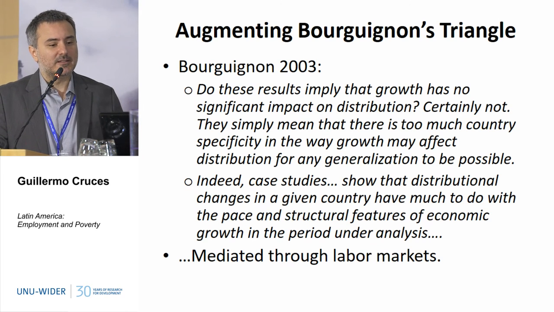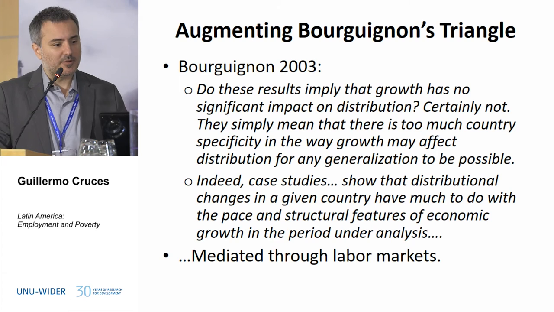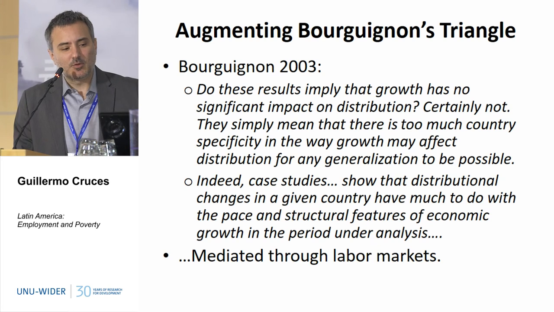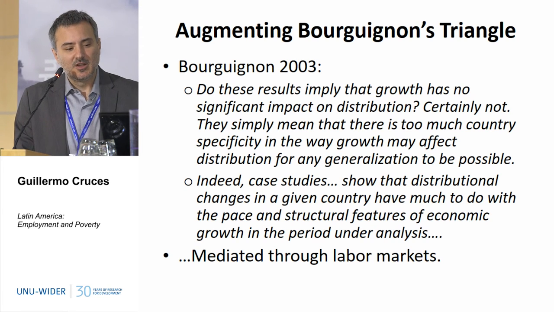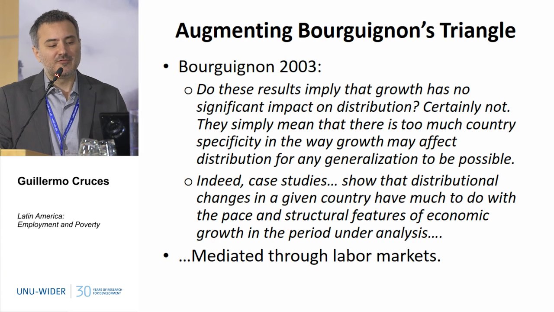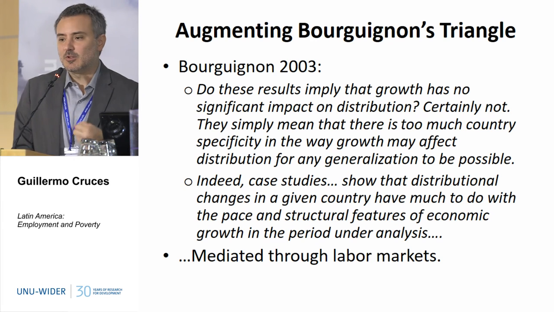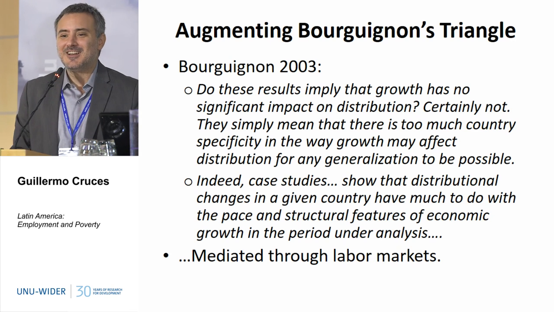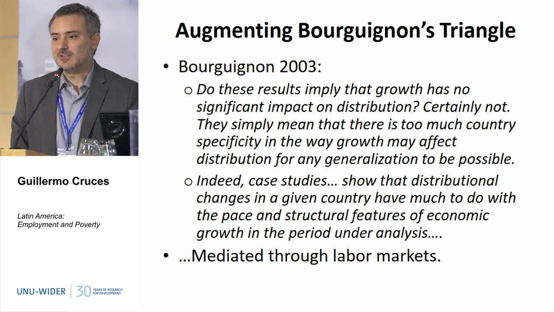the Bourguignon triangle that Gary mentioned at the beginning. In his famous 2003 paper, he says, well, do these results imply that growth has no significant impact on the distribution? Not at all. They mean that there is too much specificity in each country, and country case studies show that distributional changes in a given country have much to do with the pace and structural features of economic growth in the period under analysis, and we would like to add, mediated through labor markets. We would like to add to this triangle, so it would be a square, we don't know what it will be, we would like to add the role of labor markets here.